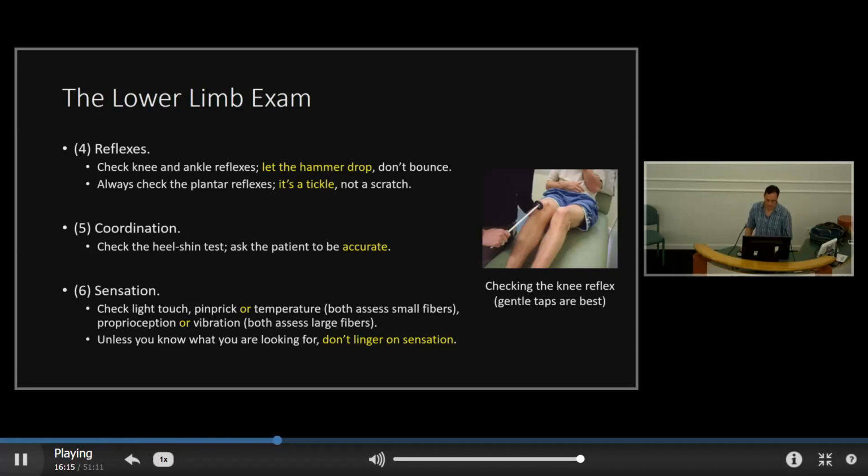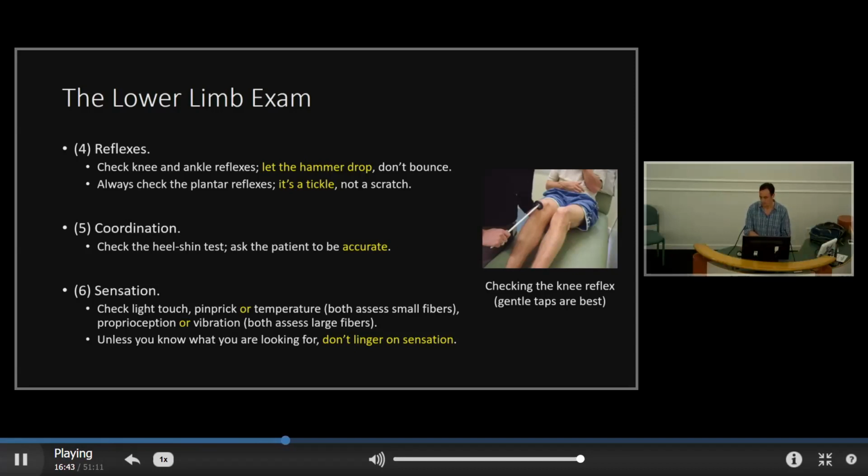And same with proprioception and vibration. They're testing the same thing. In the peripheral nerves, it's the large nerve fibers rather than the small ones. And in the upper motor neuron system, or the brain and spinal cord, then of course it's the dorsal columns in the spinal cord. So you can pick one or the other. You don't have to do both.